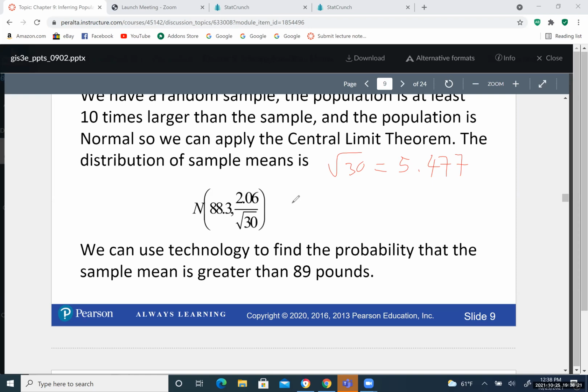So now the standard error is 2.06 divided by 5.477. I'm going to get this value.